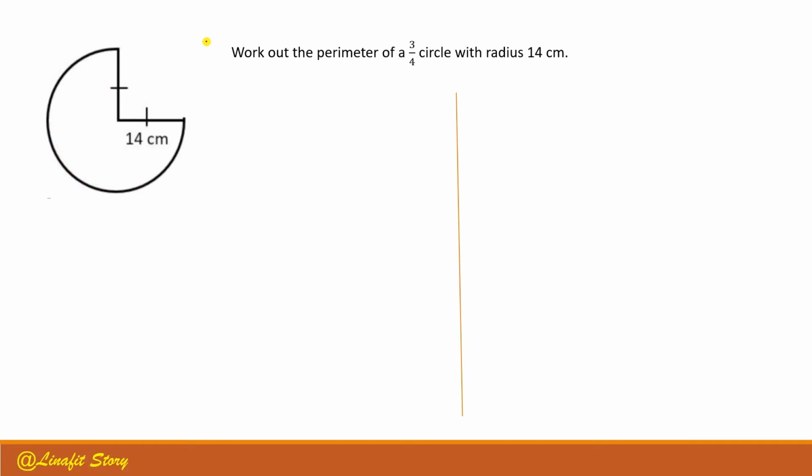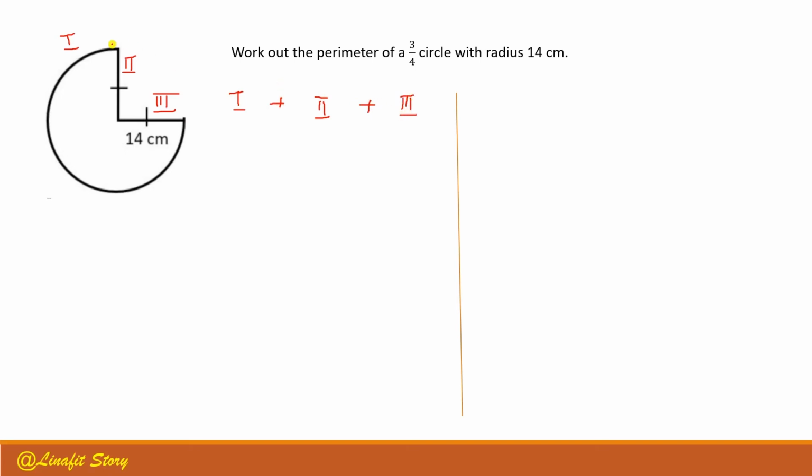Work out the perimeter of a 3/4 circle with radius 14 cm. How many sides are there? There are 3 sides. This is the first. Here is the second, the straight line, and here is the third, another straight line. This is the radius of the 3/4 circle. So to find the perimeter, we should find the length of number 1 plus the length of number 2 plus the length of number 3.